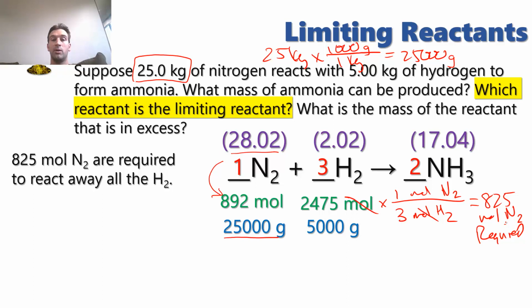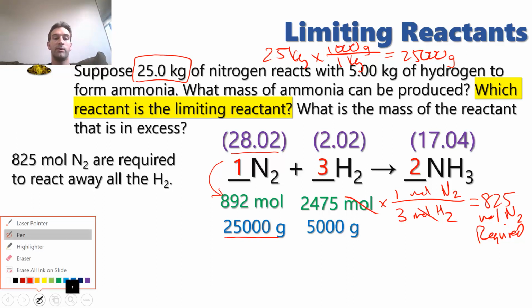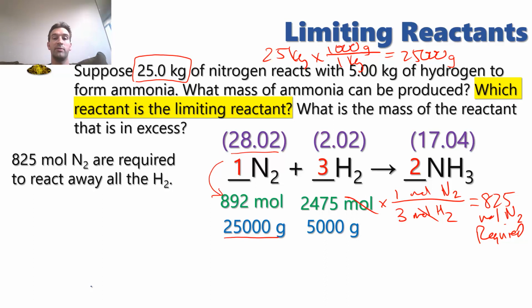Okay. At this point, we just take a look at that. Well, 825 is required. If 825 is required, we've got to look at how much we actually do have. 825 is what we need. 892 is what we have. I've got more than 825. So that means that the nitrogen is in excess.